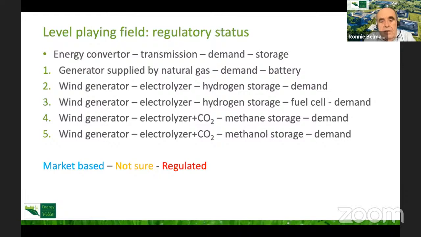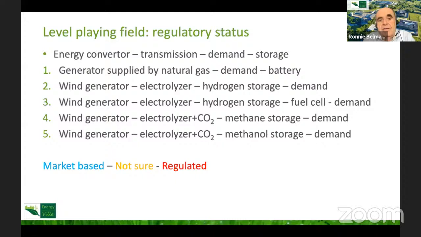And now I come to a series of slides which, when I was walking around thinking about preparing this lecture, raised a question for me which I cannot solve. I would like to discuss the next slides with you. These are the real problems that our regulatory colleagues should take care of. If I have a generator supplied by natural gas, and a demand and a battery, if we look at that system, which parts are market-based, which parts may be market-based or may be regulated, in orange, or are regulated. We will see them step by step.